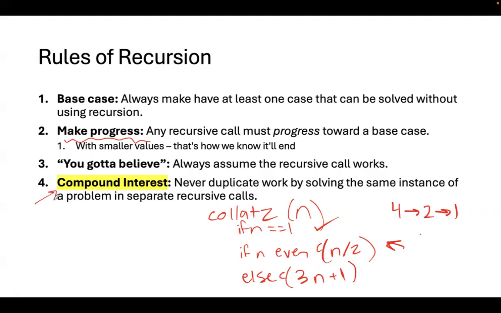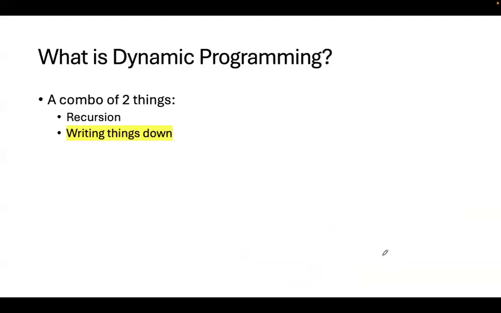The other rule of recursion is compound interest, which is why we need dynamic programming. We don't want to duplicate the work by solving the same instance of a problem in separate recursive calls. So this is where writing things down comes in.